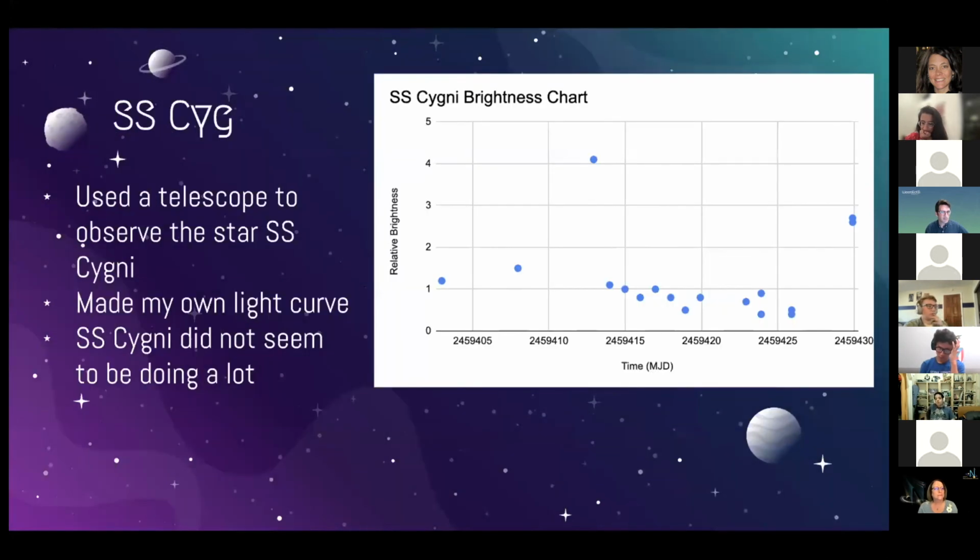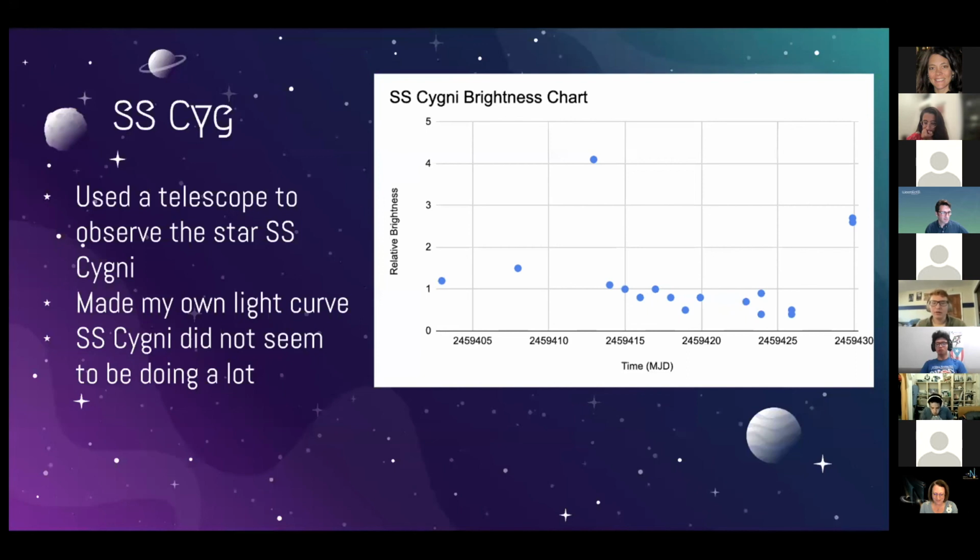And then another thing that I worked on was I was looking at the star SS Cygni. We used the telescope GORT to observe the star SS Cygni. And so we got images of SS Cygni, and then we analyzed those to figure out the brightness levels of the star at different periods. And then I made my own light curve based off of the information that I gained.